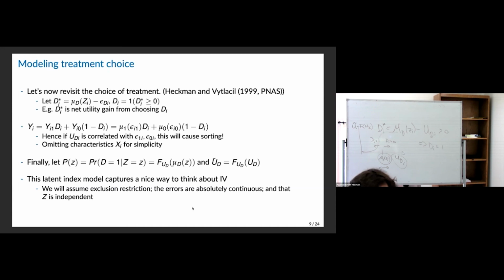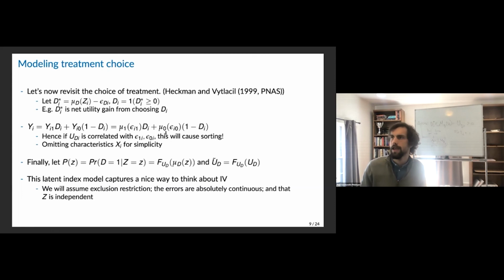We're basically assuming some nice smoothness for the errors, that they need to be absolutely continuous. And then we're basically getting random assignment of these Zs. Okay, cool. All right, next.